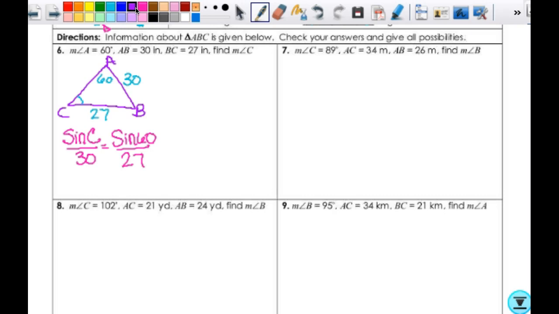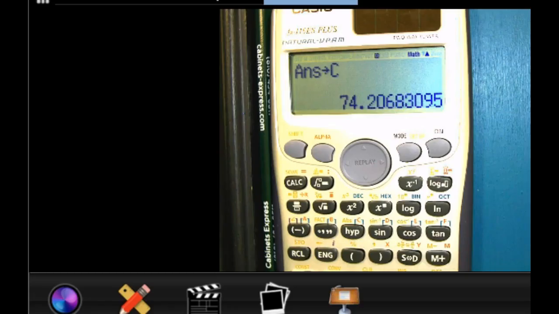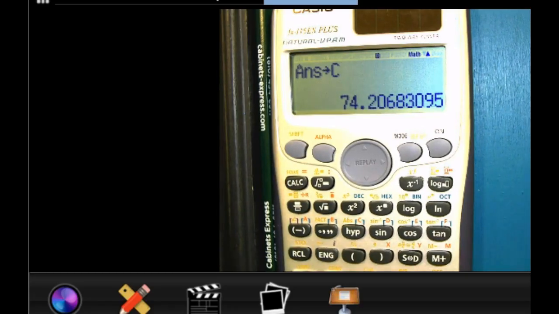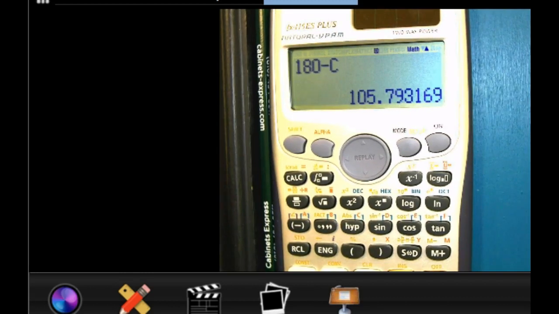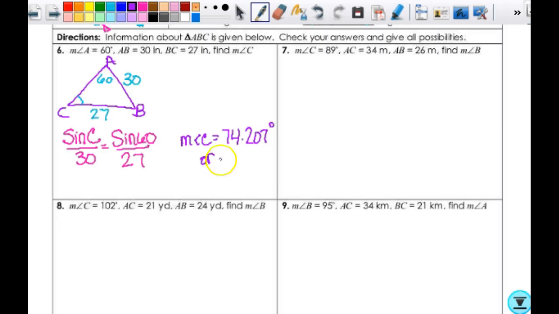All right. So we get that the measure of angle C is equal to 74.207 degrees. Now I want to take 180 and subtract C, right? So I'm just going to do recall C, and I get 105.793. These are my two options. I'm not guaranteed that they both work. Maybe neither one of them works. That's what we have to keep in mind. So we have to check them. Here's how you check them.